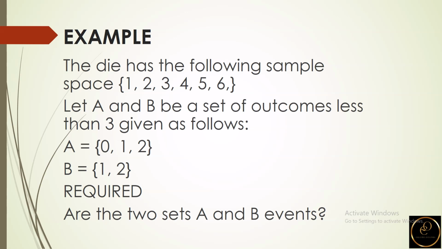So if you are talking about the outcomes in terms of number of dots, then we can say the sample space is 1 all the way through to 6. Okay, so let A and B be a set of outcomes less than 3, given as follows. So that's what we are given in this particular illustration. So A, there is 0, 1 and 2. So the cardinality of set A is 3.